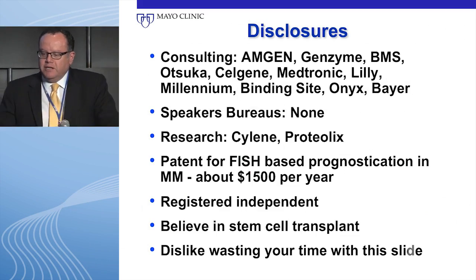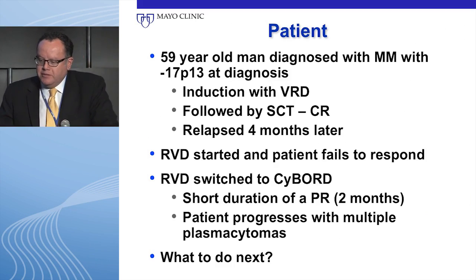Okay, so this is a 59-year-old man who's diagnosed with myeloma with 17p deletion at diagnosis. Is induced with VRD, followed by a stem cell transplant, and the patient is able to achieve the CR. And relapses 4 months later. So obviously, something has to be done.